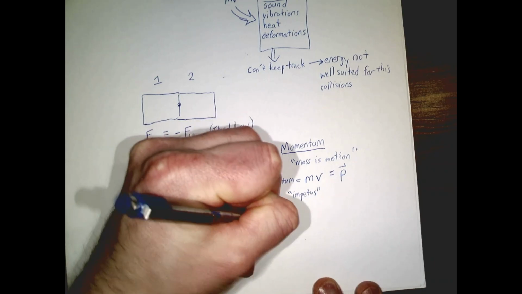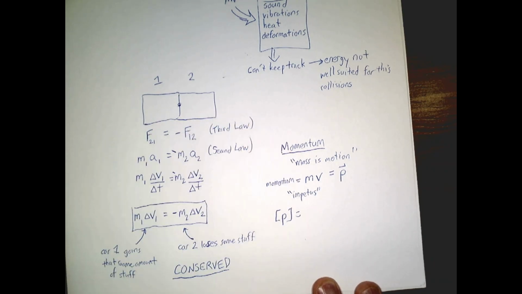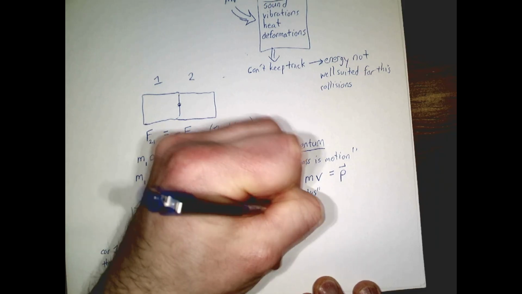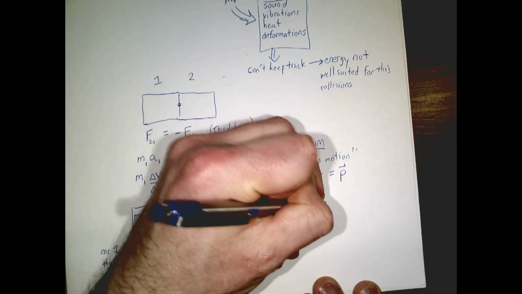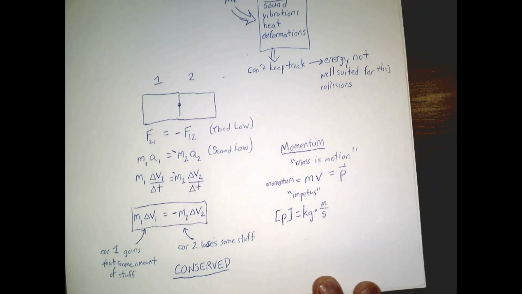Momentum has units of mass times velocity. So units of mass we know are kilograms. Velocities have units of meters per second. And when we put these all together, we call it a kilogram meter per second.